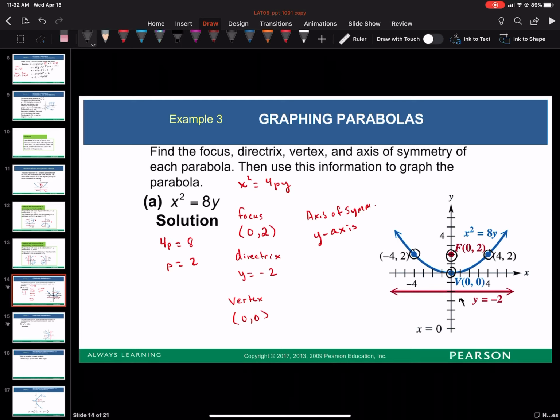So just keep that in mind. Or if you plug in -4 for x, we're going to get 2. Because you will get -4 squared, which is 16, divided by 8, which is going to give me 2, right? So that's how they got those numbers.